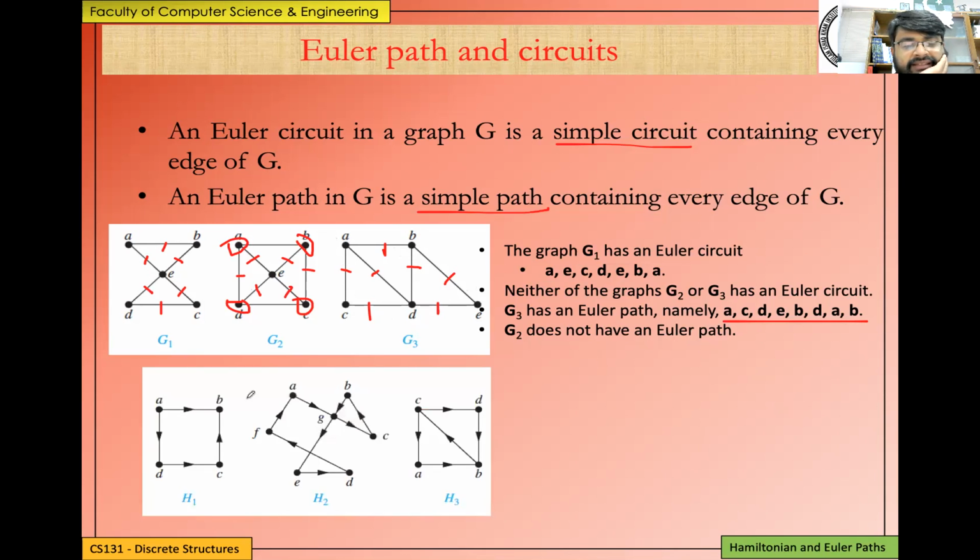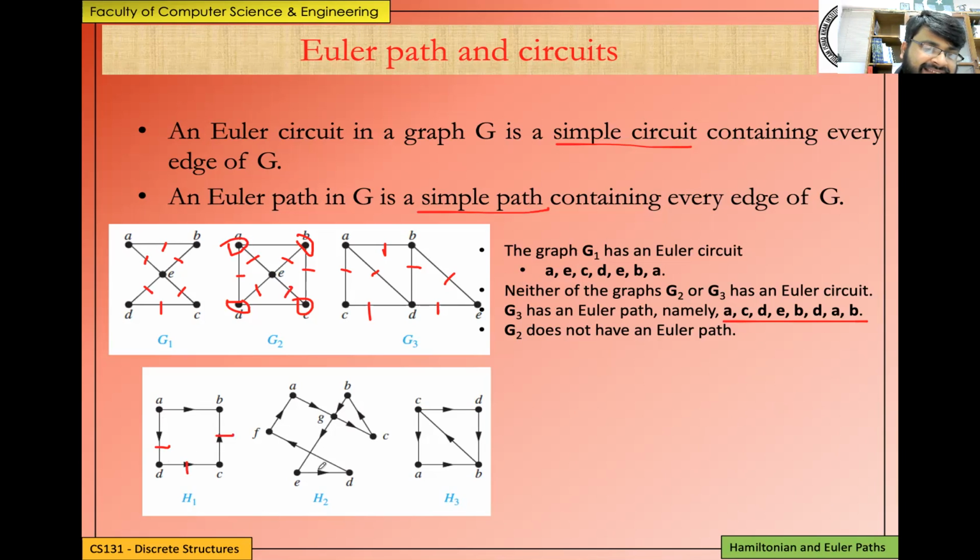So let's take these directed examples, H1, H2, and H3. In this case, it's going to be a very interesting thing. For example, let's say H1: it has neither an Euler circuit nor an Euler path, right? Because you can start from A or any other place and you'll be missing something. This one has only incoming edges, you cannot start here. This one has two outgoing edges. Let's take this path, then this one, then this one. However, now you're getting stuck at B.